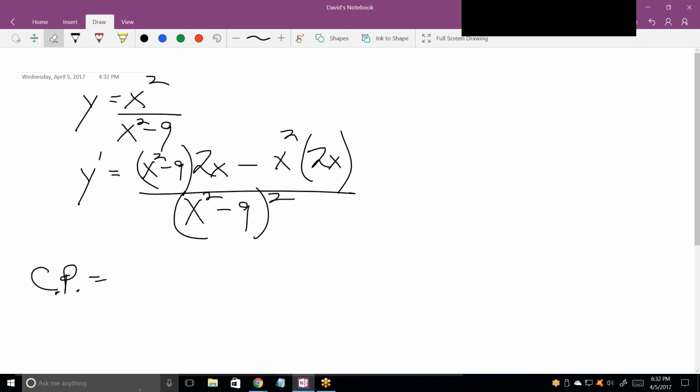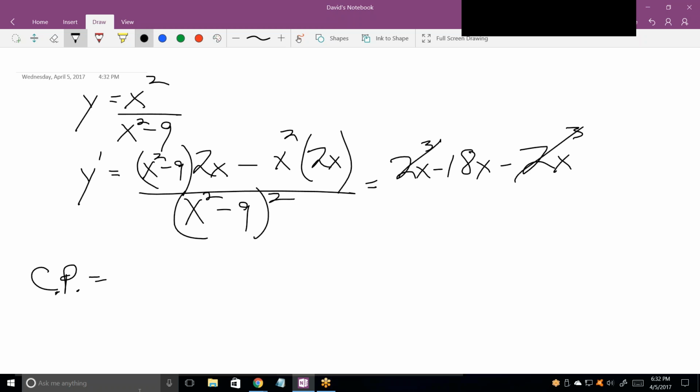In other words, the only way we can do that is to multiply it out and see if everything goes away. What do we got? We got 2x cubed minus 18x minus 2x cubed. So the x cubes did go away. Did I do that right? Yeah. The only place where this thing is 0 is at x equals 0. So I'm going to say that that's the only place where I have a minimum or a maximum.